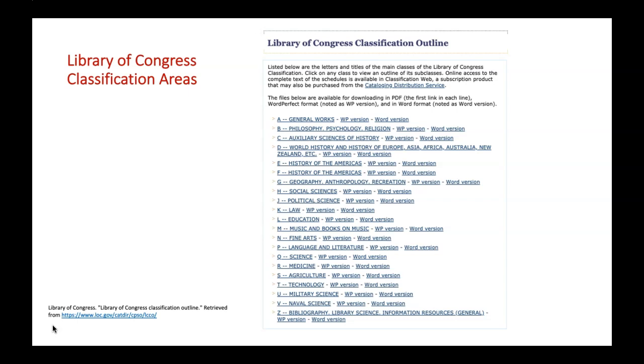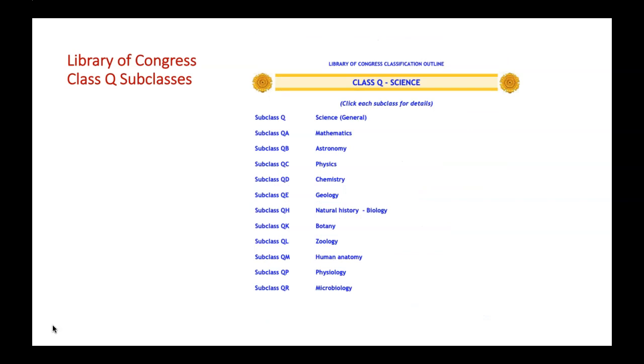Main classes can then be broken down into more specific subclasses as needed. In LC, one or two additional letters are added to identify subclass areas. In this example, the main class Science is represented by the letter Q. The subclass Mathematics is QA. Q signifies that the item belongs in the area for science. The addition of the letter A places the item more granularly in the area for mathematics. Other subclass examples can be seen here, such as QB for astronomy and QM for human anatomy.